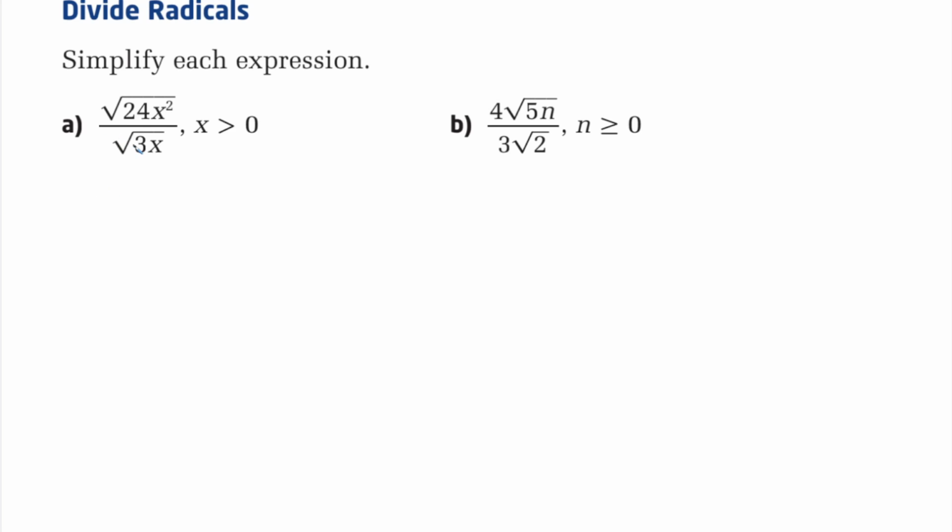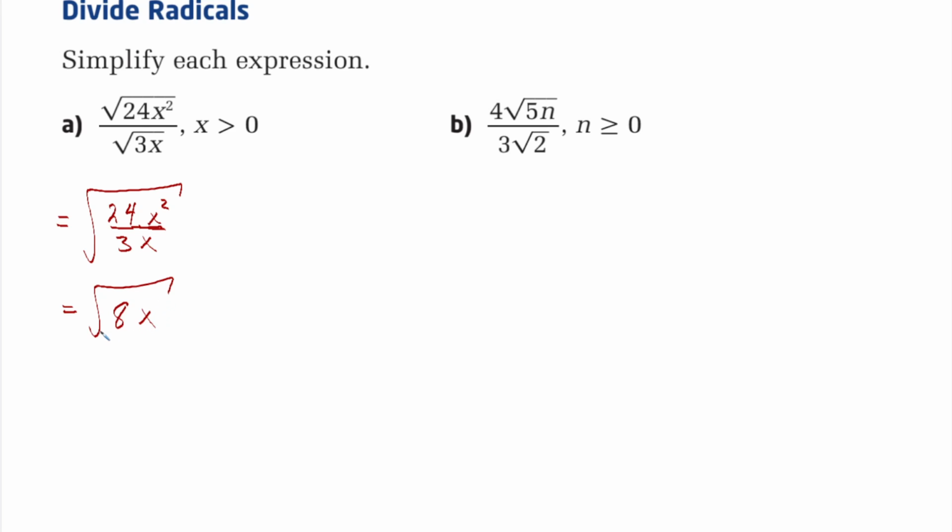So it says simplify each expression. In the first one, we have the square root of 24x squared divided by the square root of 3x, and we are told x is greater than 0. So again, because we have an x in the numerator, it can't be 0, or the denominator, it can't be 0. And they're both under the same square root with the same radical with an index of 2. So in this case, we just put them together under the square root, and we go 24x squared over 3x, all under the square root. 24 divided by 3 is 8, and x squared divided by x is x. So this is the square root of 8x.